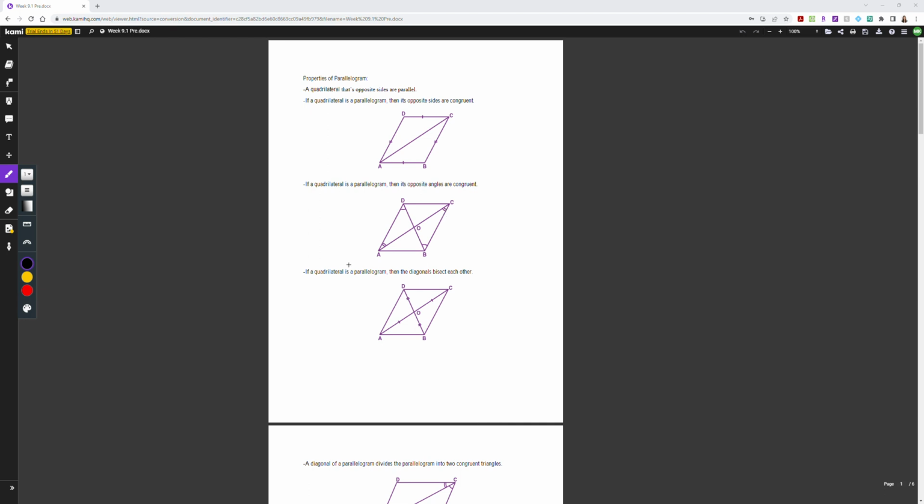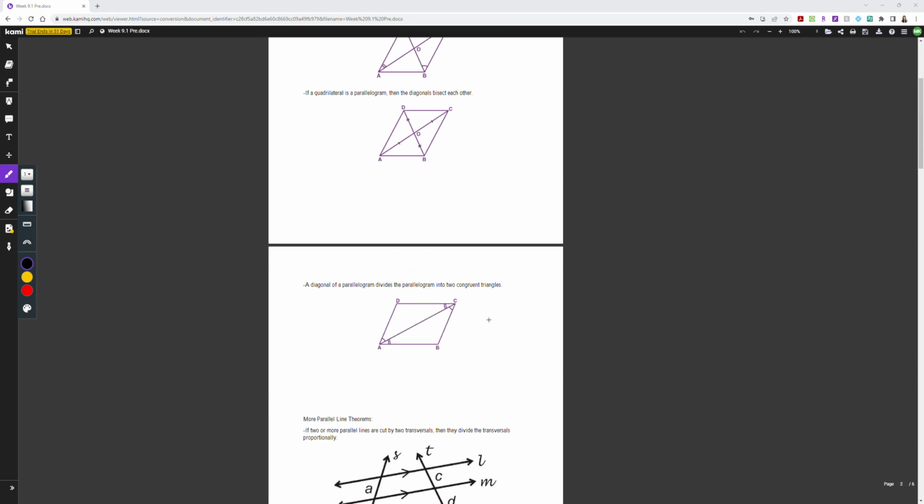Now another thing is that if a quadrilateral is a parallelogram, then the diagonals bisect each other. Can you see that? The diagonals, when they bisect, will meet at a center here, and as you can see, the diagonals bisect each other. So like this and this are congruent, this and this are congruent. If you have any questions about these, bring it to your deep dive lesson.